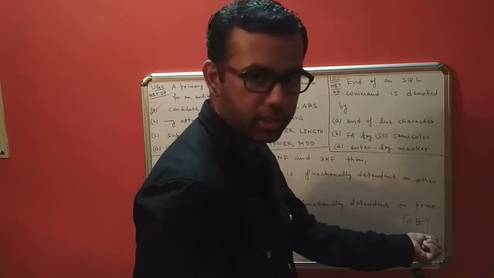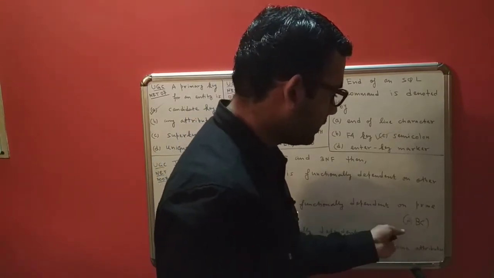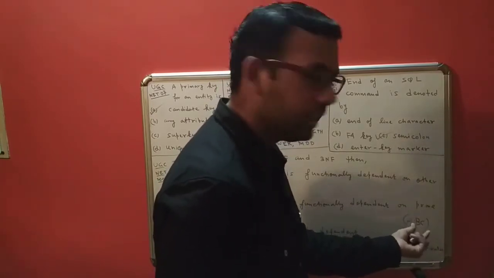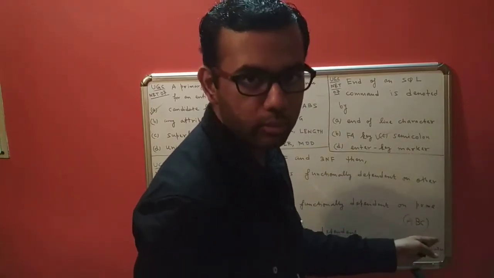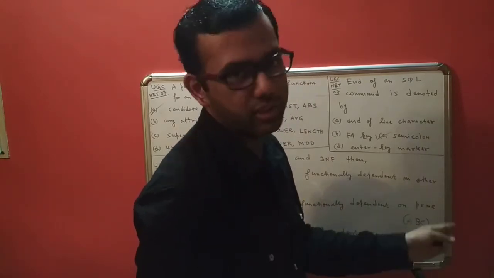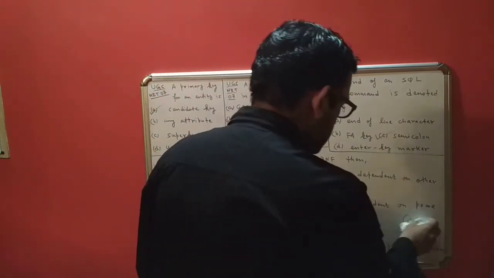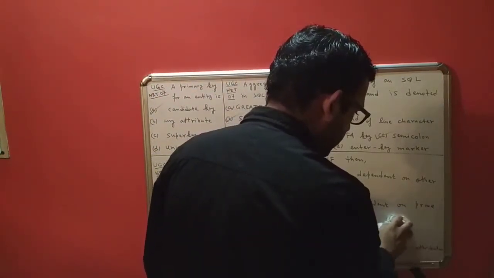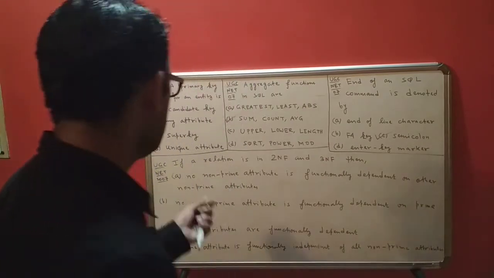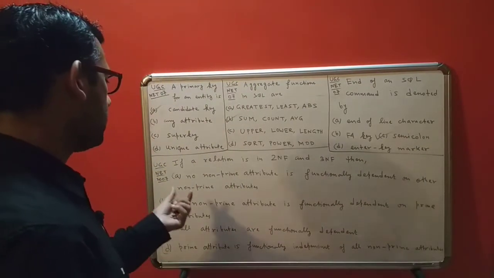So there are 3 key attributes in our primary key, A, B, and C. Let's say there are 3 more attributes in our relation. Those other 3 attributes which are not part of the primary key will be known as non-key attributes. Now let's get back to the option. So no non-prime attribute is functionally dependent on non-prime attributes.